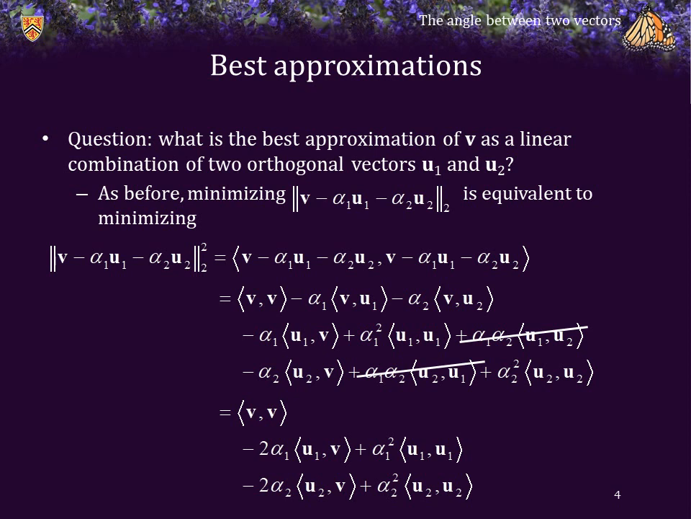Now, notice that if we differentiate with respect to alpha 1, alpha 2 disappears. And if we differentiate with respect to alpha 2, alpha 1 disappears. So we can actually minimize each of these independently. We can find alpha 1 and alpha 2 independently, and if you'll note, the alpha 1 and alpha 2 that we find are the projections of v onto u1 and the projections of v onto u2.